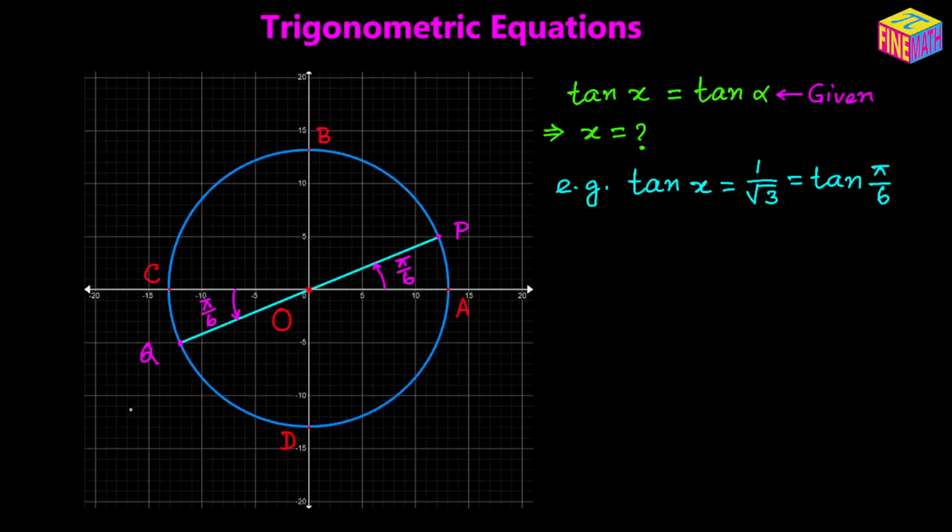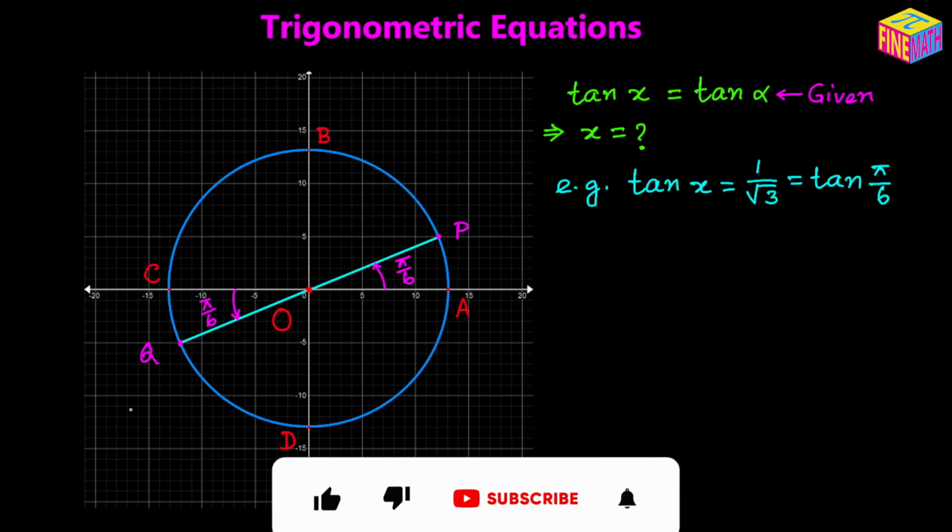Hi everyone, in this video we are going to discuss how to solve the trigonometric equation tangent of x equals tangent of alpha, where alpha is a known angle, it's a given angle. So here we are going to learn how to derive the general solution of x for this type of trigonometric equation. Now for demonstration I have taken an example, and the example is like this.